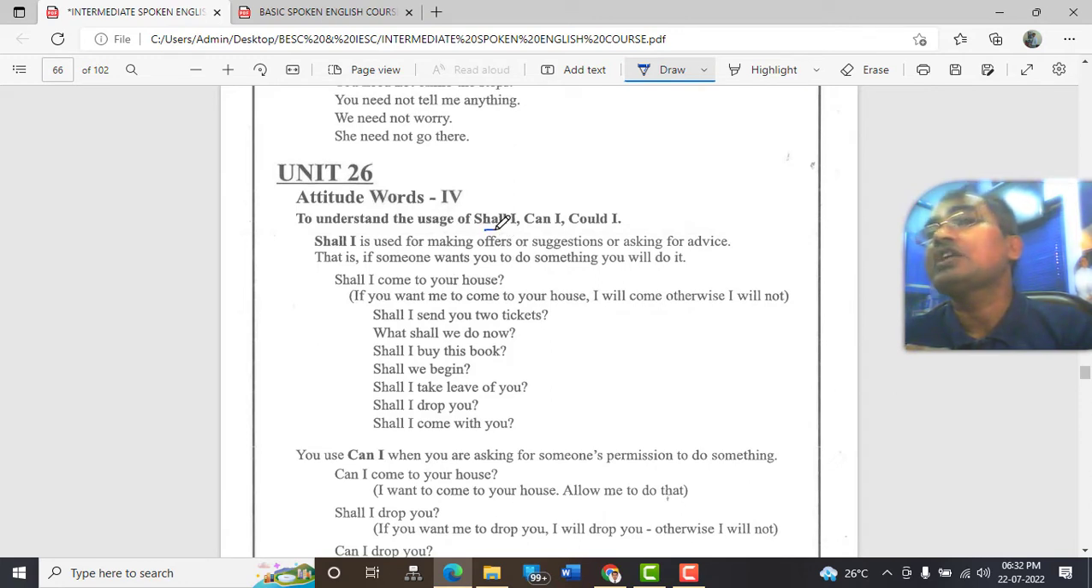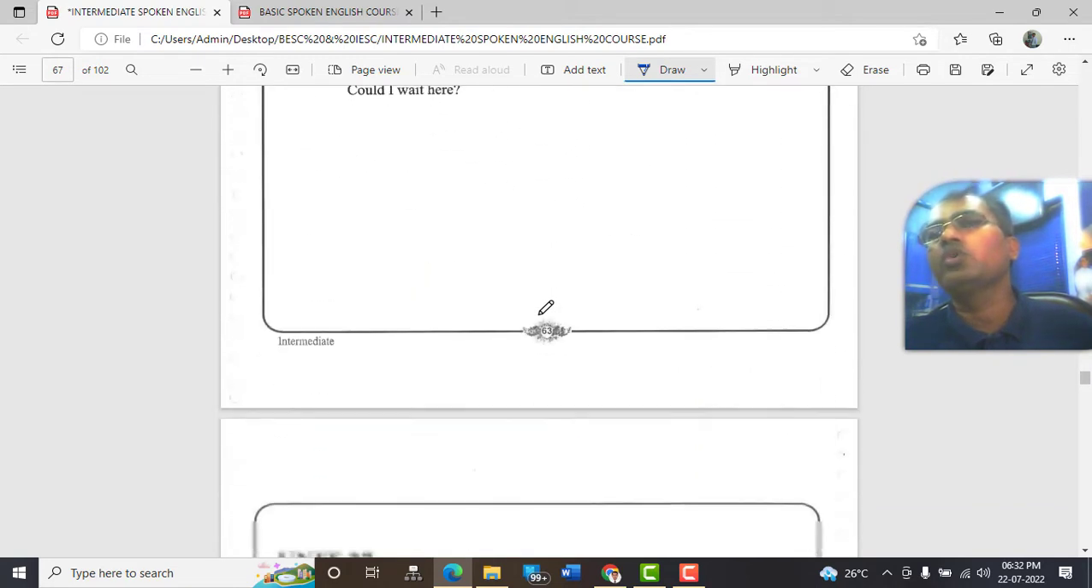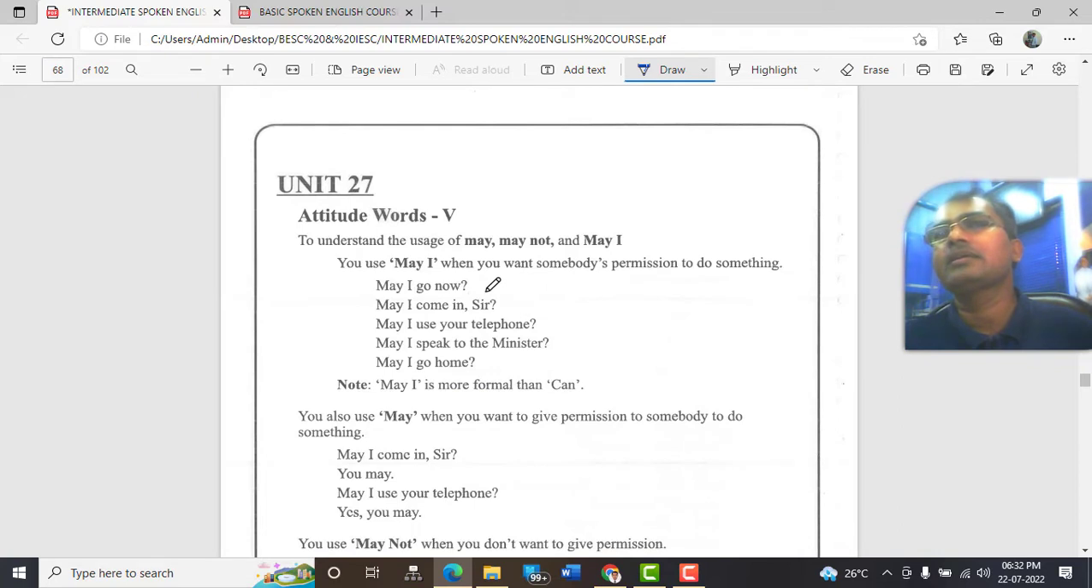Attitude words, shall I, can I, could I. Shall I means I am confidently telling I shall do it. Can I means I am giving you an option. If you don't want, I will not do. Shall I means I really want to do, I will do. I could, that means I really could have done, but I cannot do. These can and could will be called as not so positive words. Shall is called as a very positive word. So we will look at how you will have to use all this by making sentences.